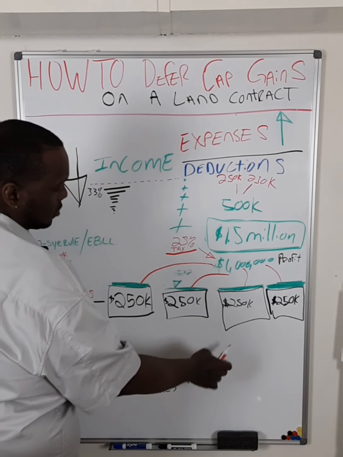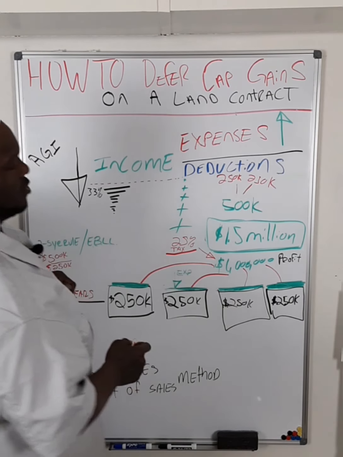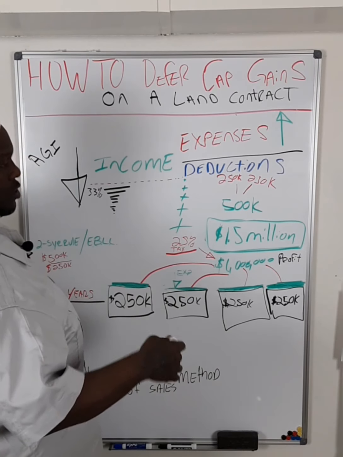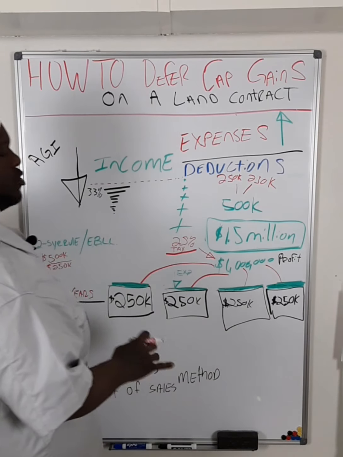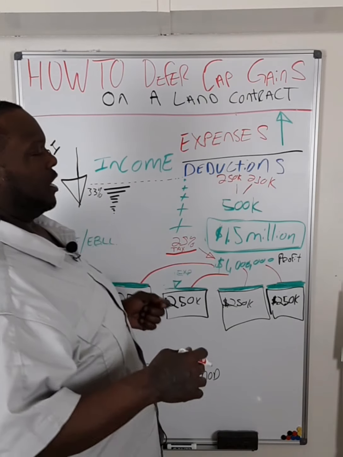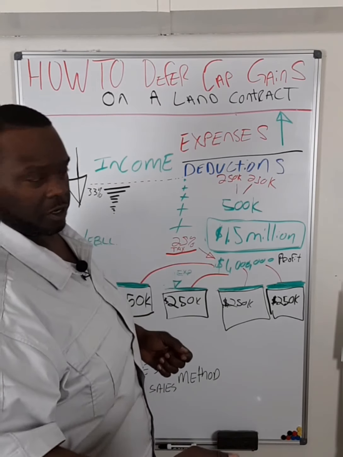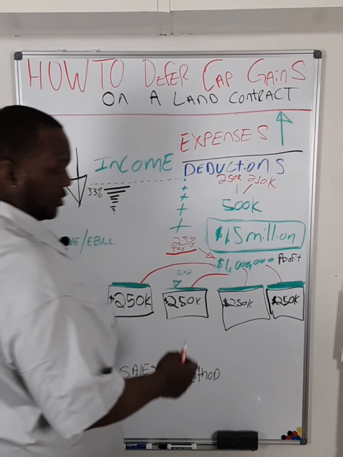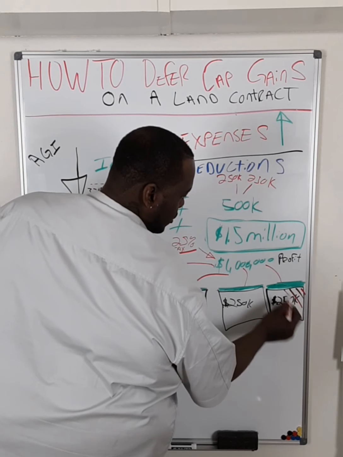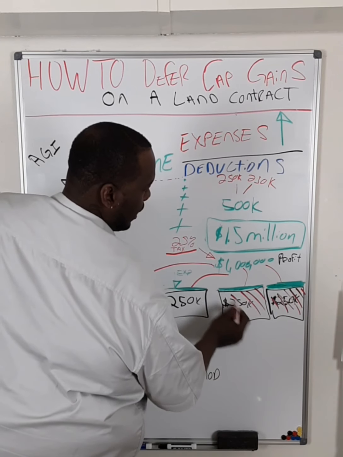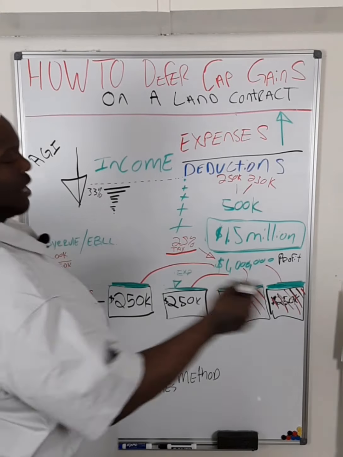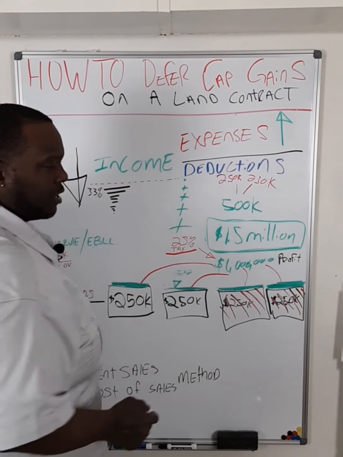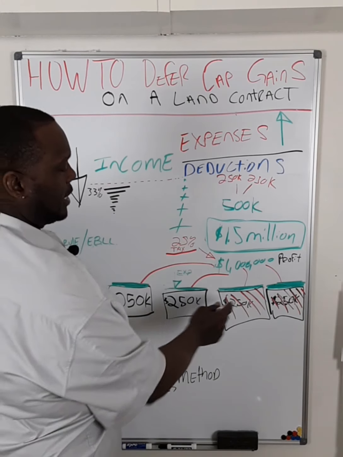Now, the other method is the cost of sales method. The cost of sales method is real simple. The cost of sale method is if you have a mortgage on the property when you sell it on the land contract, and you do not want to realize the income that you're making until you pay off that mortgage. So say you had $500,000 left on your mortgage, you can use the cost of sale method to say, hey, I'm receiving this money, but I'm not realizing it because it's going out to be paid for a debt.